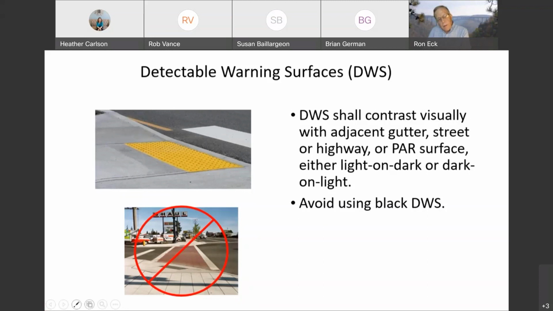Obviously, as you see on the left here, they provide good contrast with a light concrete background. But the issue, which we learned through experience, is that guide dogs and actually individuals with certain low vision conditions perceive this black pad here as a hole in the sidewalk and will actually walk around it.